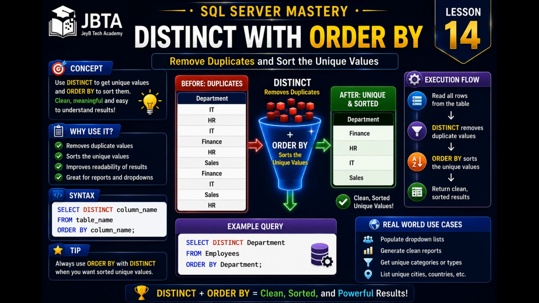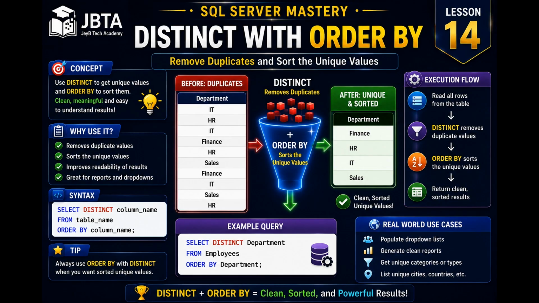This combination is used in many real-world applications. Drop-down lists often display unique values in alphabetical order. Search filters show unique categories sorted from A to Z. Customer cities are displayed without duplicates and arranged alphabetically. Product categories, payment methods, countries, and job titles are also commonly displayed this way.